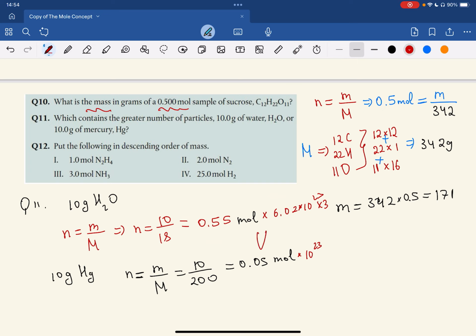For question number 12, descending means going down. It's easier. It's about moles and mass. In each case, we are going to use n is equal to m divided by capital M. The molar masses are easy. What should we use? We should use the periodic table.